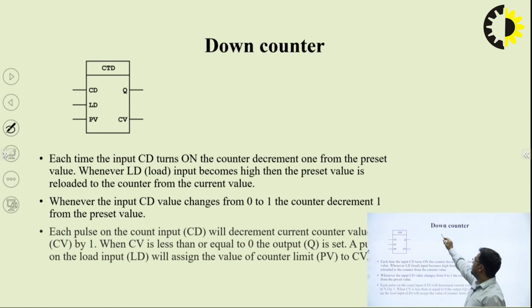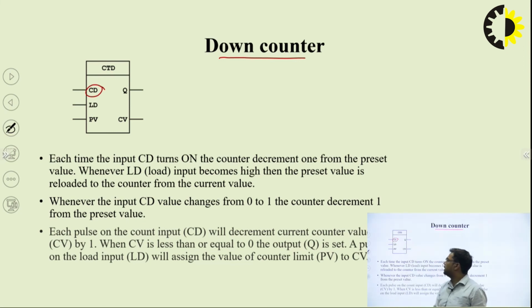Then another application of the counter, that is the down counter. As I said, the up counter is used for increasing, or incrementing, the value by 1. Likewise the down counter has CD, and previously this was CU, this is CD. LD stands for load value, PV stands for preset value, CV is the counter value, and Q is the output.